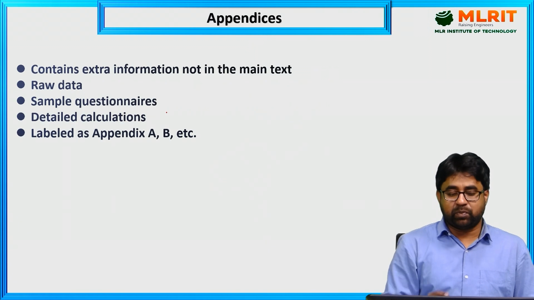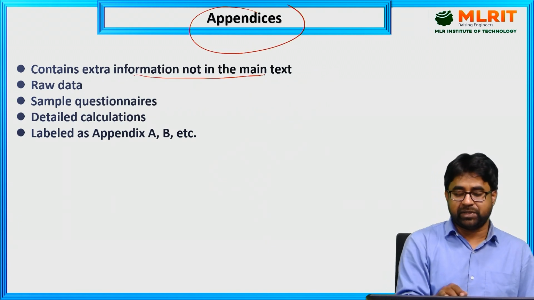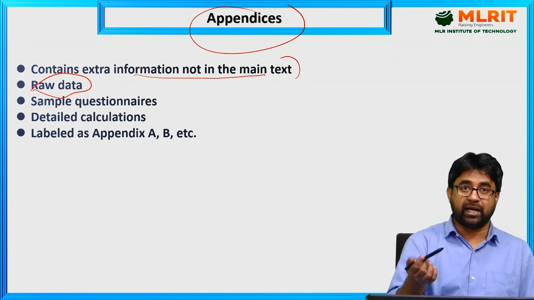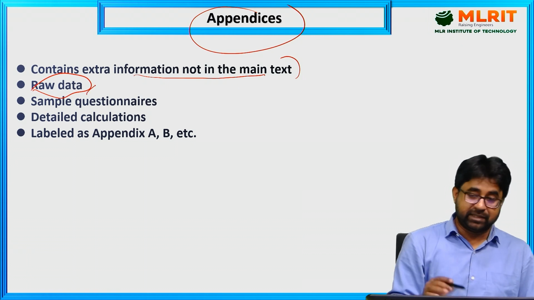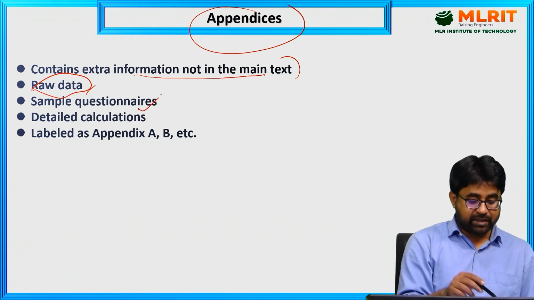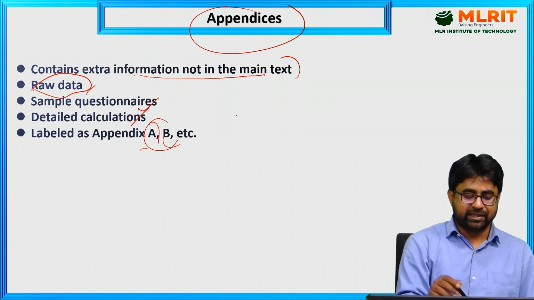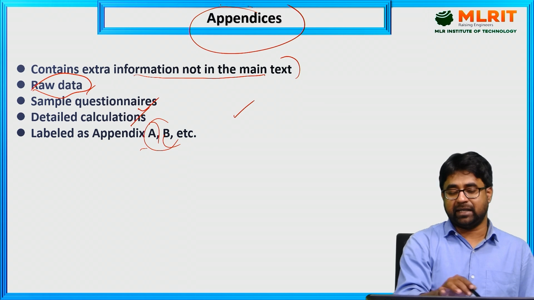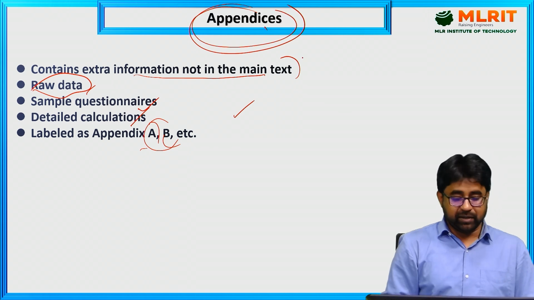And the last portion of the report is appendices. What is appendices? It actually contains extra information not in the main text. So raw data, whatever data you have collected, those questionnaires. You can also, in fact, include the questionnaire in this part. Sample questionnaires, detailed calculations, labeled under A, B, C, appendix A, B, C, and you can include all these things there. That is appendix. Please understand that is not part of the main text, right?